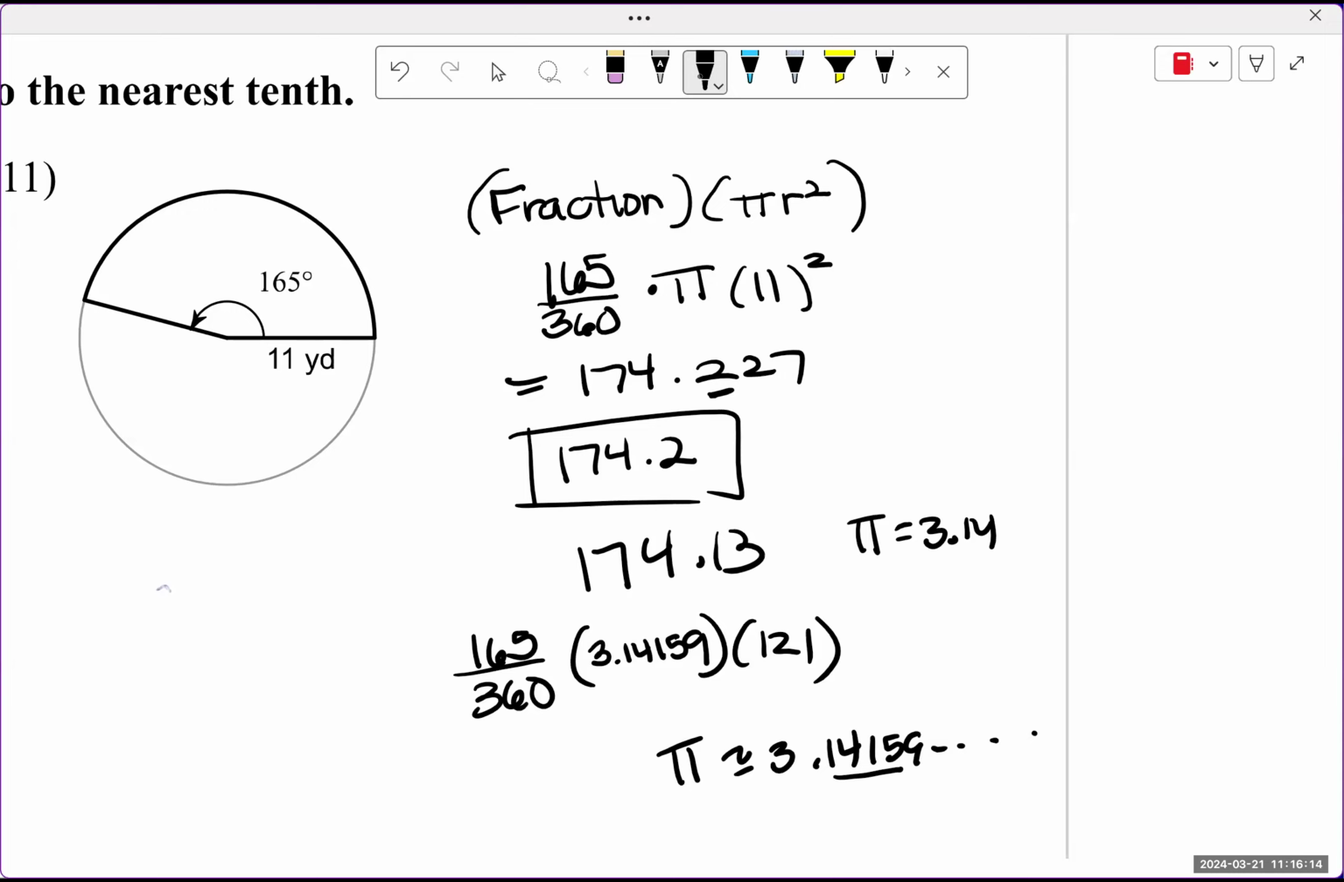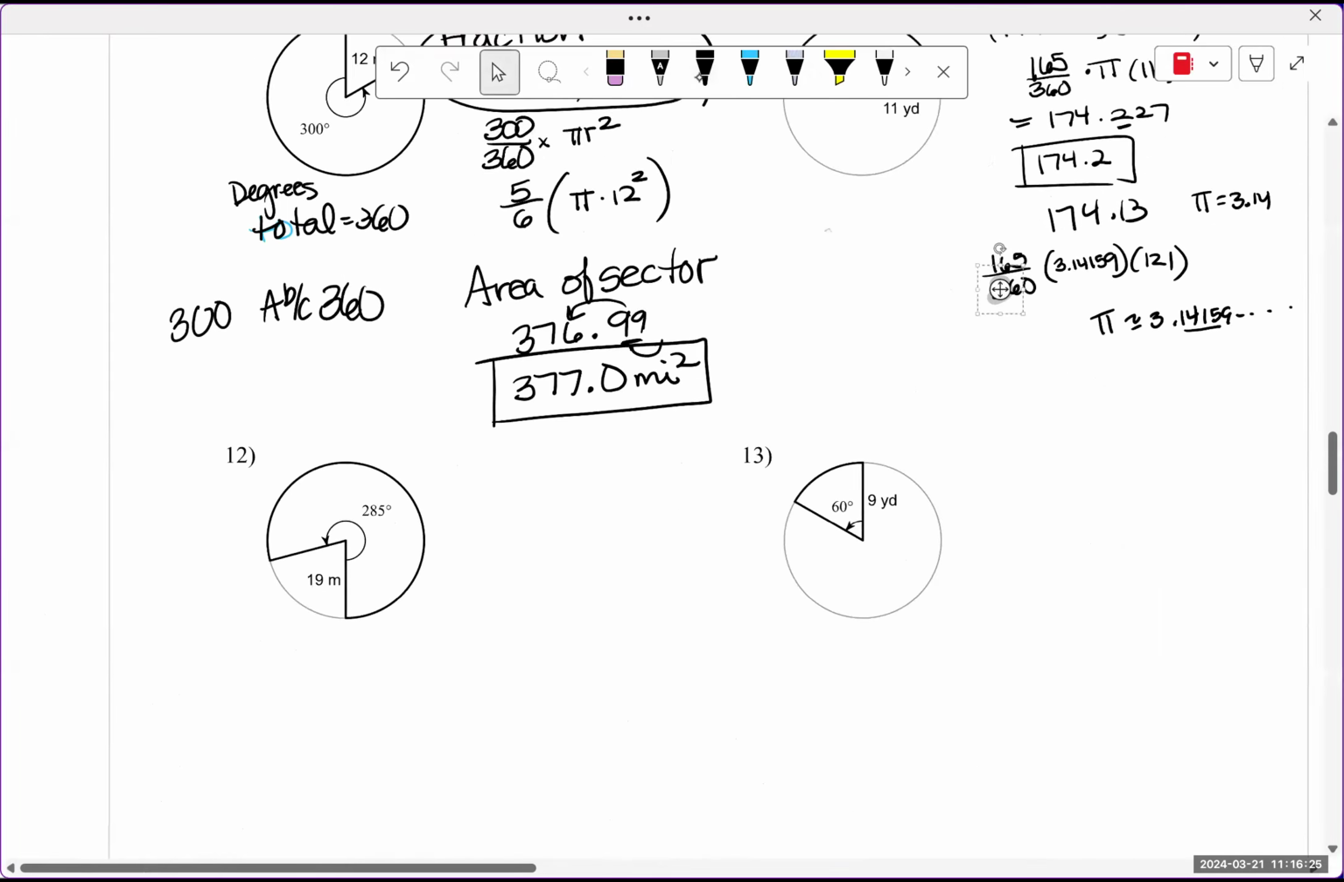Okay, awesome. But the Canvas quiz will allow for somewhere between 174.13 and 174.22. Nice. Okay, perfect. Okay, let's do this one.